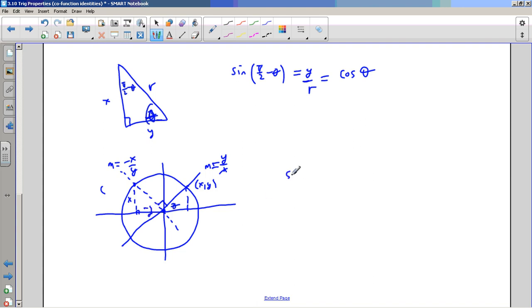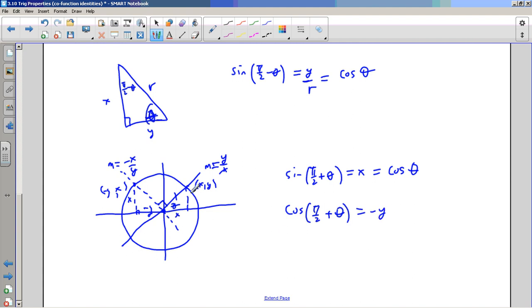So if I wanted the sine of pi over 2 plus theta, this is going to be the opposite side, which is just x over 1, I guess, if this is the unit circle. But what's that? That's just the cos of theta. You see that? Now if I want to do the cosine of pi over 2 plus theta, this is the only one that's tricky, because this is the only one that's got a negative involved. The cos of pi over 2 plus theta is the x coordinate of this point, which is negative y.